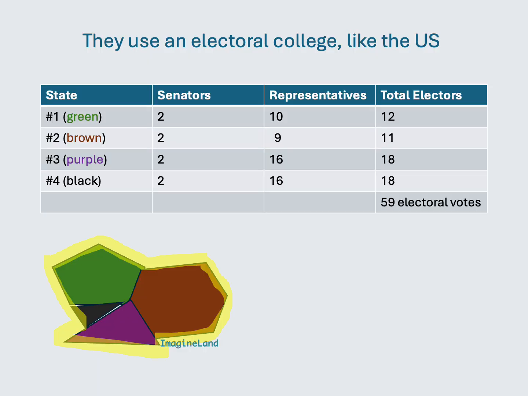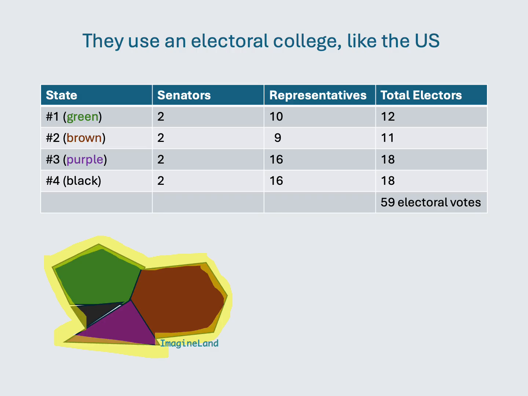So let's remind ourselves how electors are chosen. Each one of these states has 2 senators, and so they get 2 electors to represent those 2 senators. But their House of Representatives people represent how many they have in their population, so that varies. So you see 10 for the green state, 9 for the brown, etc., etc. So the green state is going to get 12 total electoral votes. The brown state gets 11. The purple and black states both get 18, even though they're a lot smaller.